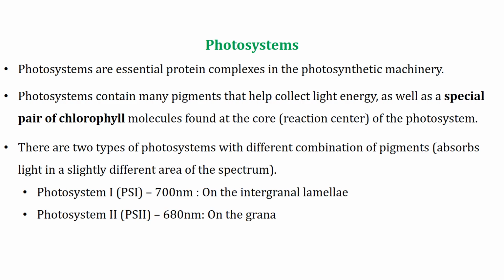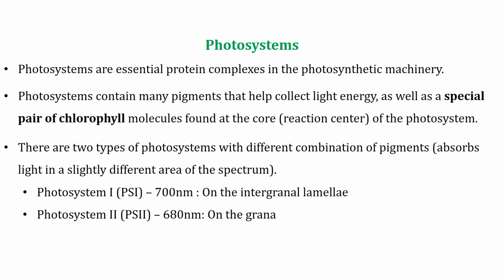Finally, let's talk about photosystems, key players in photosynthesis. Each photosystem has a reaction center with chlorophyll and accessory pigments. Photosystem 1 absorbs at 700 nanometers, found on intergranal lamellae.